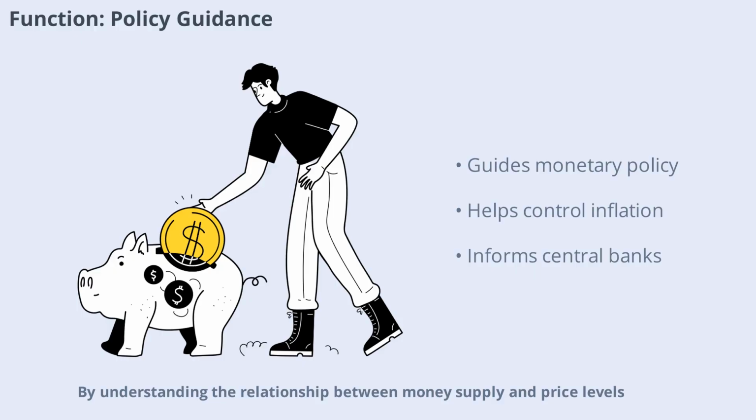By understanding the relationship between money supply and price levels, central banks and governments can make informed decisions about monetary policy. For example, they can control inflation by adjusting the money supply, using the equation as a reference point.